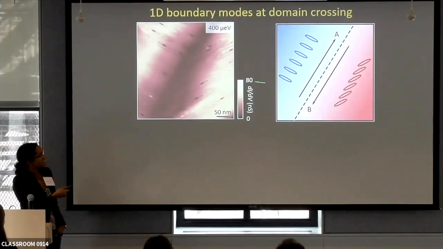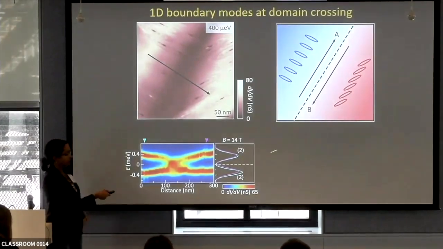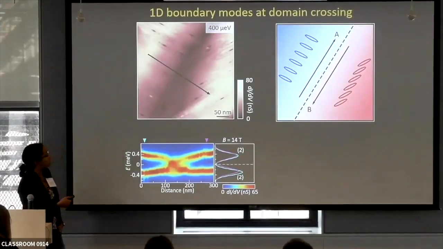Okay, great. So now to study this crossing, what we can do is take a line cut going from one domain into the other domain, and what we see is this exchange gap between two doubly degenerate states here. So individual spectra are these two peaks that I was showing you, split by exchange around the Fermi energy. This exchange gap closes and reopens here.